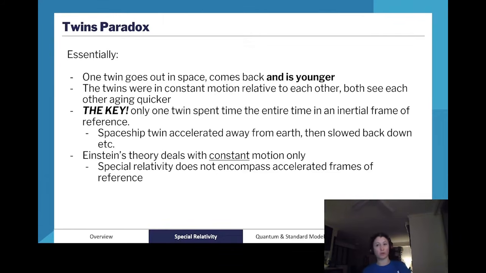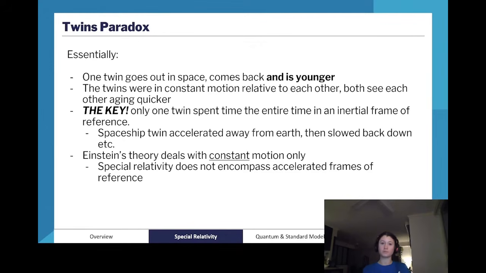Presumably it slowed when it got to the planet too, and then when it got to Earth it slowed back down to land. So, Einstein's theory only deals with constant motion. It doesn't deal with accelerated frames of reference. That's why in all of our definitions we're talking about inertial frames of reference, which are ones that don't accelerate. In other words, they have a constant speed and constant direction.